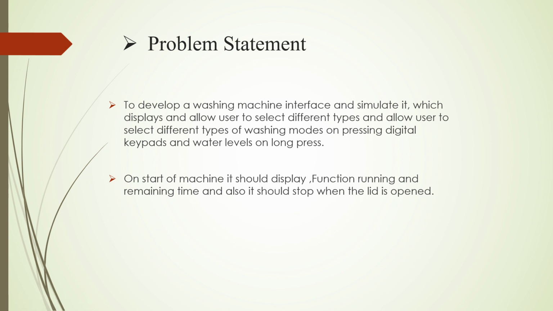Problem statement. To develop a washing machine, we require some interfaces and a simulation which displays and allows the user to select different types of washing modes on pressing digital keypads, and water levels on long press. It means we select which type of clothes we are using and what amount of water level we require to wash those clothes, and how the machine starts, how we control the washing machine. All these things are used in this problem statement.